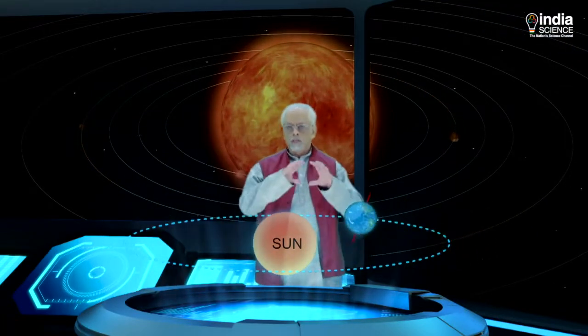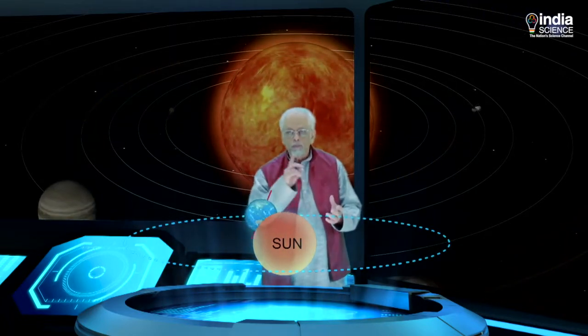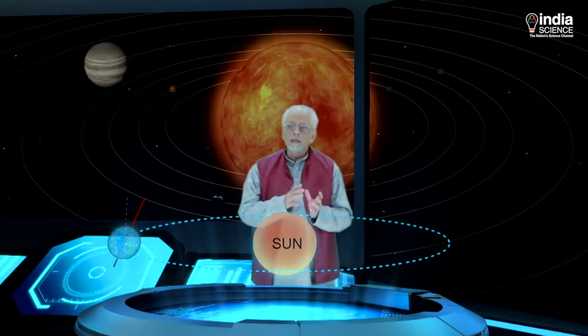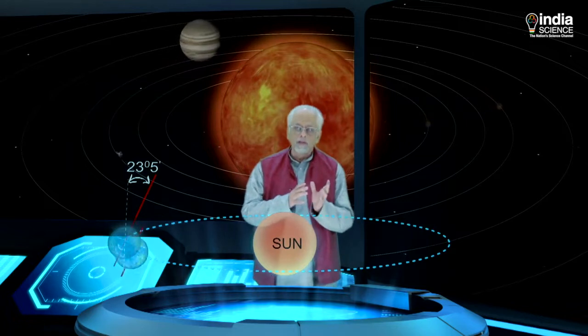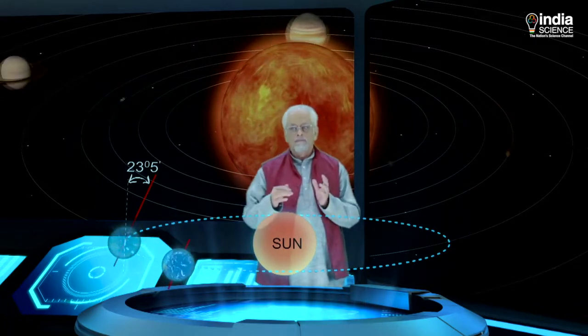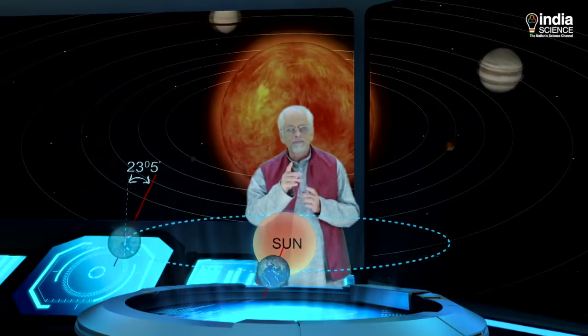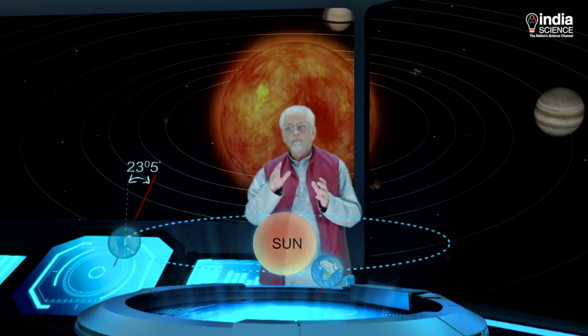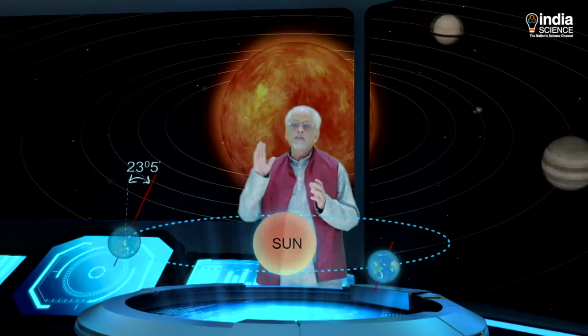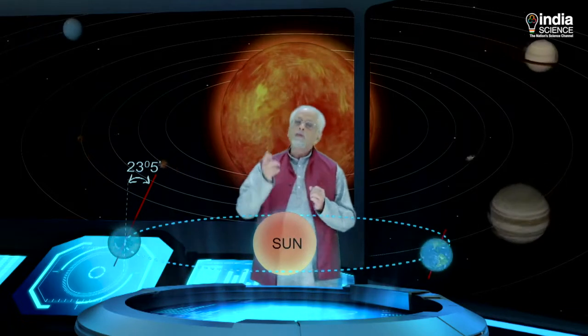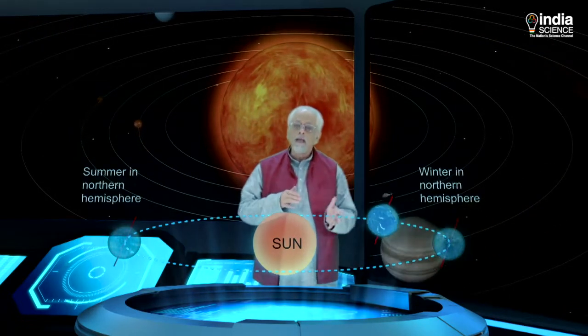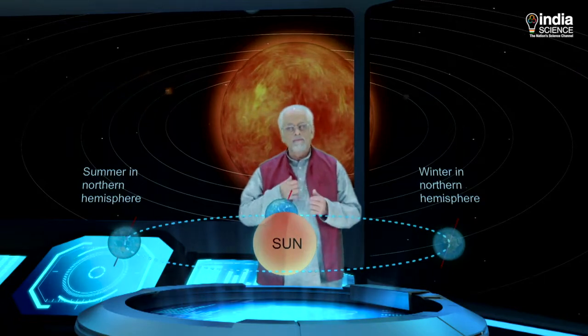The Earth is a sphere that rotates like a spinning top round its axis every 24 hours. This axis is inclined at an angle of 23.5 degrees to its ecliptic. This is responsible for the seasons. For half the year, the northern hemisphere is tilted towards the Sun. And for the other half, it is the southern hemisphere which is tilted towards the Sun.